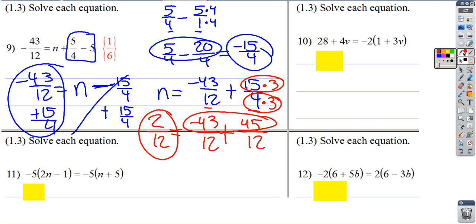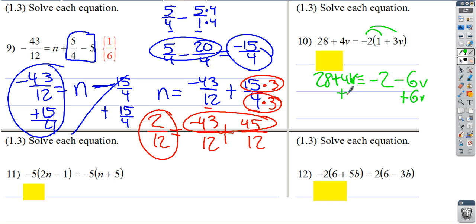Number 10, we have to again use the distributive property with this. So we're going to get 28 plus 4v equals negative 2 times 1 is negative 2. Negative 2 times 3v is minus 6v. Okay, the idea with this, because we have numbers and variables on both sides, we'll put all the variables on one side, all the numbers on the other. It doesn't matter how you do that, but it's usually easier to add the variables rather than have subtracted that 4v, although it is a matter of preference.